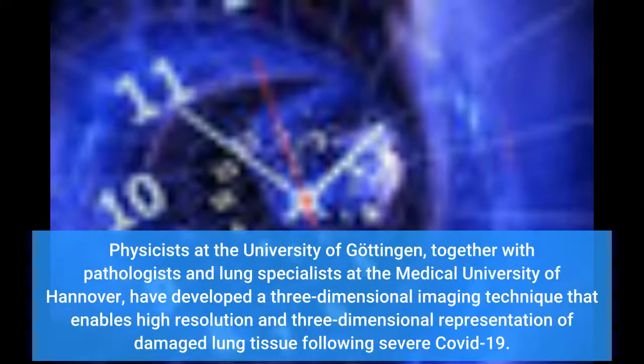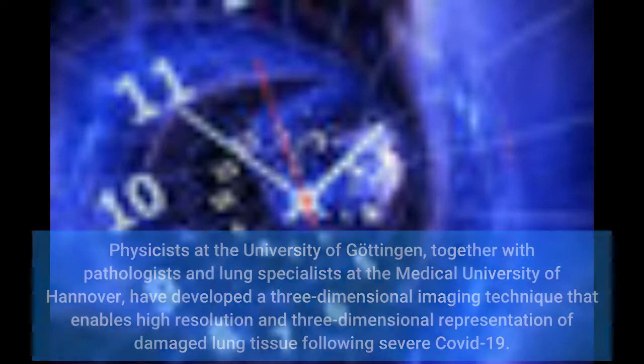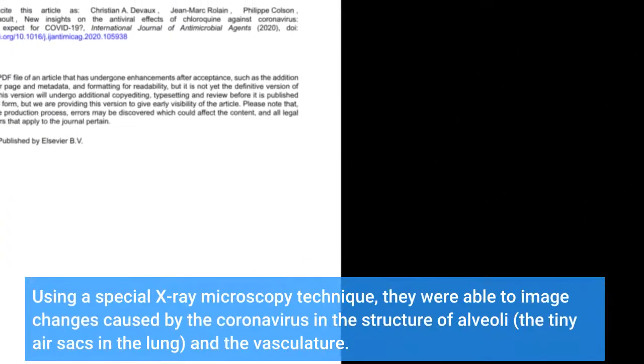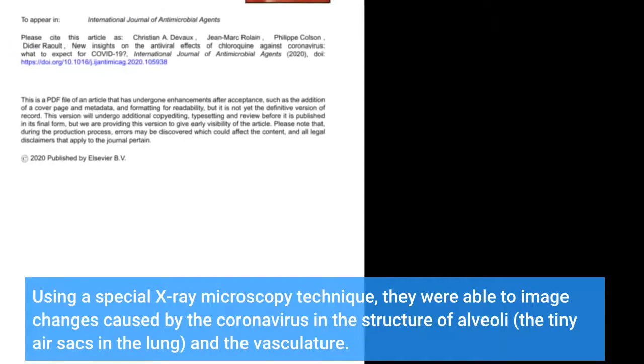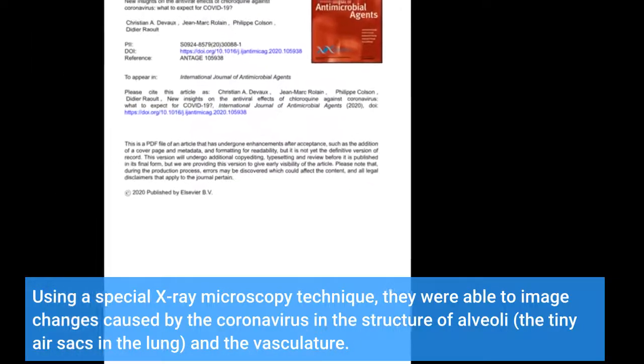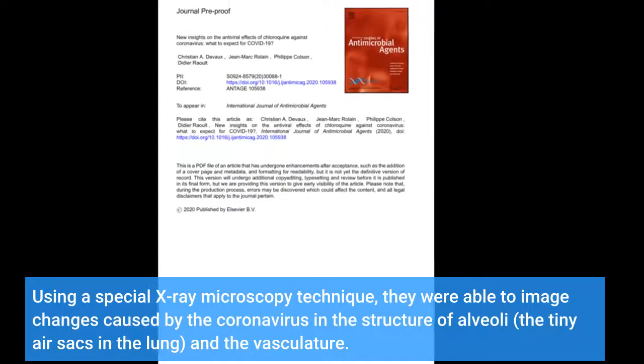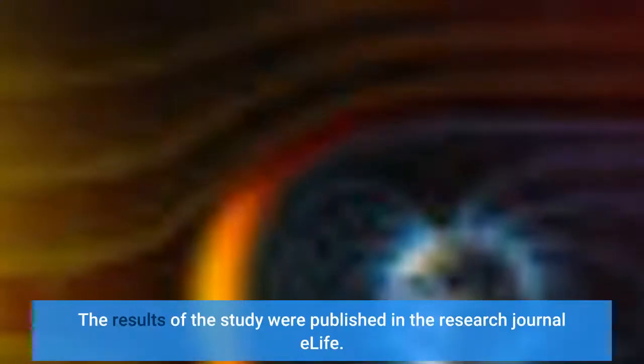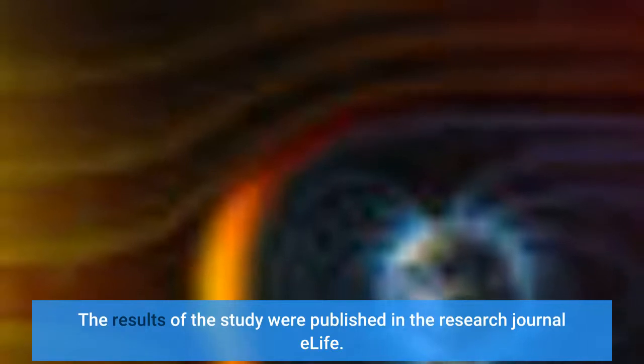Physicists at the University of Göttingen, together with pathologists and lung specialists at the Medical University of Hannover, have developed a three-dimensional imaging technique that enables high-resolution and three-dimensional representation of damaged lung tissue following severe COVID-19. Using a special X-ray microscopy technique, they were able to image changes caused by the coronavirus in the structure of alveoli, the tiny air sacs in the lung, and the vasculature. The results of the study were published in the research journal eLife.